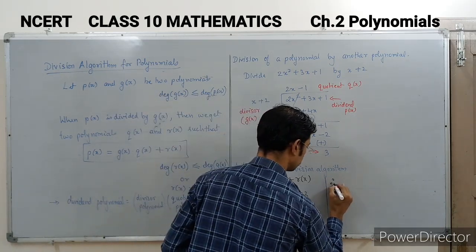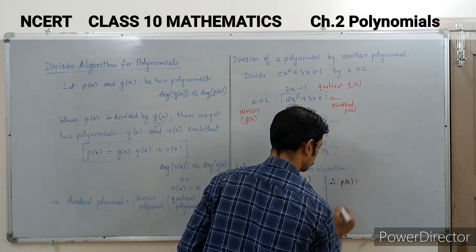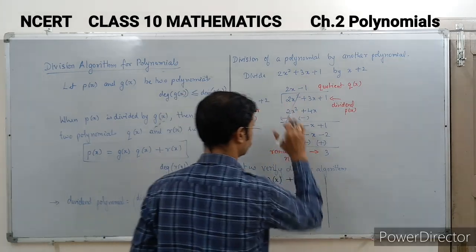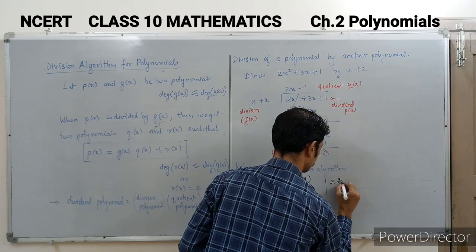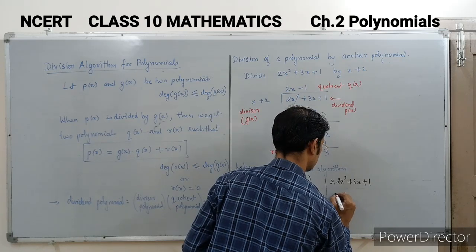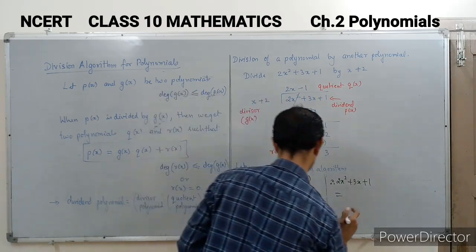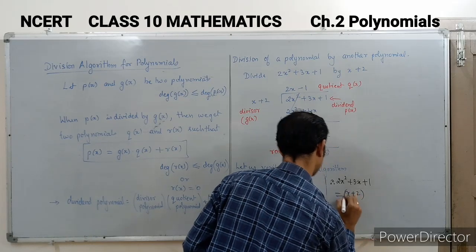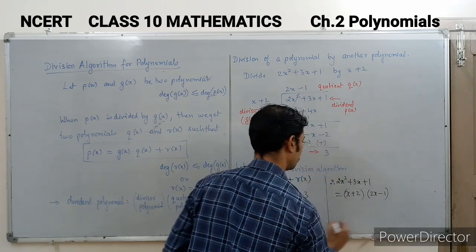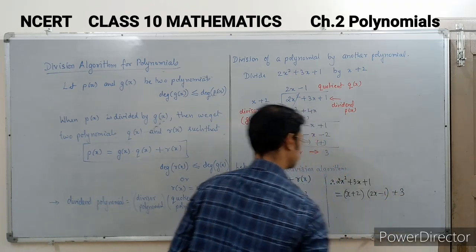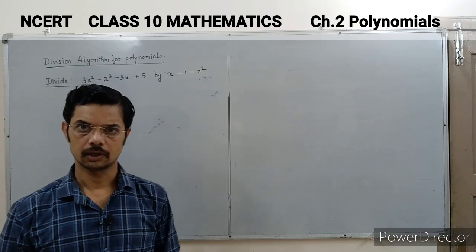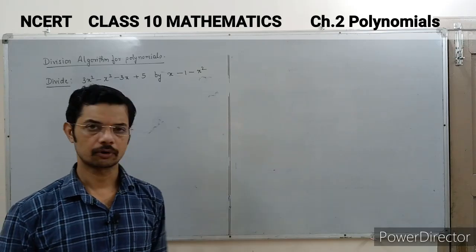So therefore, division algorithm, p of x is equal to, or we can write, 2x square plus 3x plus 1 is equal to x plus 2 into 2x minus 1, plus the remainder 3. Okay, now let us look for some examples. Let us solve some examples and understand that process further.